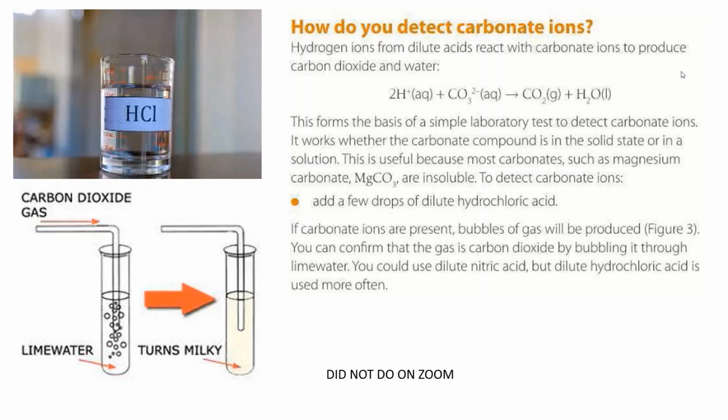How do you detect carbonate ions? You add hydrochloric acid. For a positive test, bubbles of gas will be produced. Now, to confirm that it is indeed carbon dioxide, you would put the gas through lime water. You could use dilute nitric acid, but dilute hydrochloric acid is used more often.